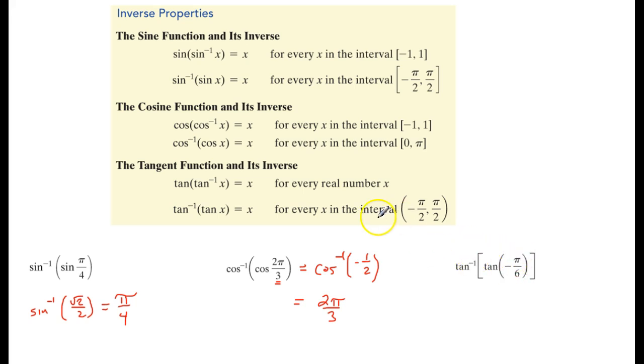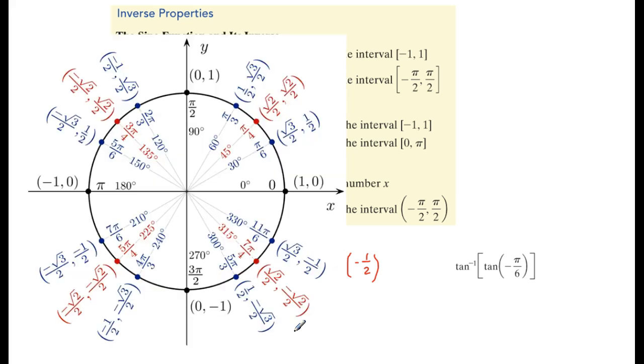Alright, and then right here, negative pi over 6, that's also within the interval negative pi over 2 to positive pi over 2. So right here we're going to get right back to x. We're going to get back to the negative pi over 6. Again, I want you to practice it on the unit circle though. Alright, so I got the unit circle here.